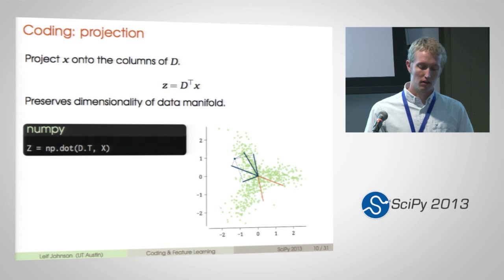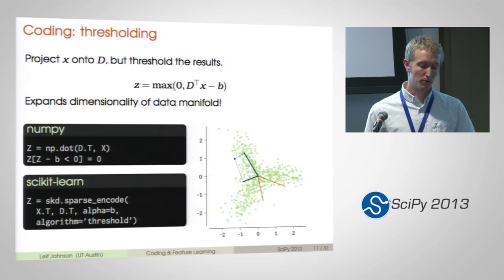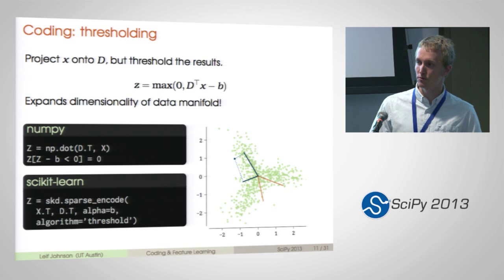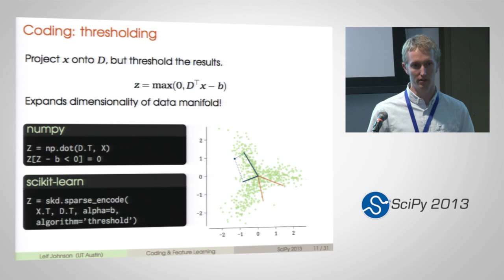Like I said earlier, if you're looking for classification in particular, you might want to get out of that 2D space. A really simple way of doing that is just to threshold your projection. You basically take all the small bits out and set them to 0, or the negative bits, or whatever you want to do.